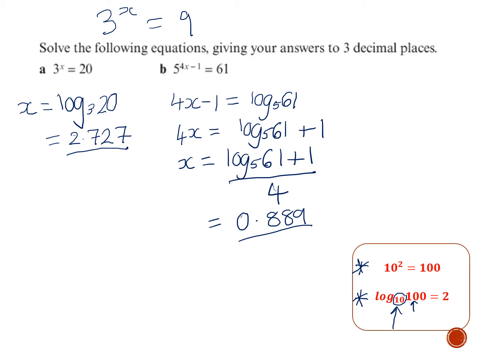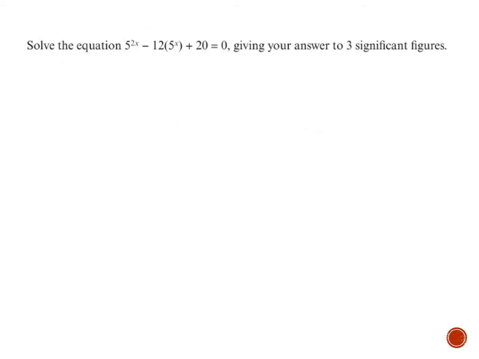Okay. When you are solving equations, as always, it's good to be able to put them back into your original equation just to check that it works. Now we have rounded, so if I put in 5 to the power of 4 times my answer, 0.889, minus 1, and press equals, I get 61.17, so it's pretty accurate. Obviously it's not exactly 61 because of my rounding, but it's a good idea to put it back in just to check that it works. Okay, let's go on then.